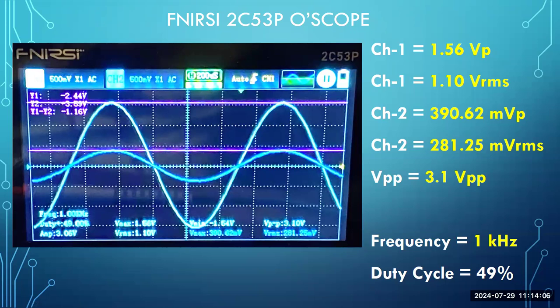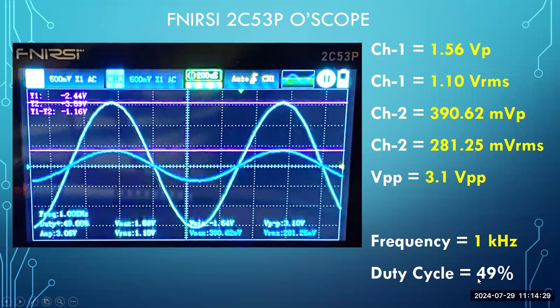And the frequency is given right here. It automatically reads this out to you as 1 kilohertz. You don't have to count the number of divisions left to right for one cycle in order to determine period, in order to reciprocate it, in order to determine frequency. Frequency is automatically displayed as one of the parameters we selected from our setup.